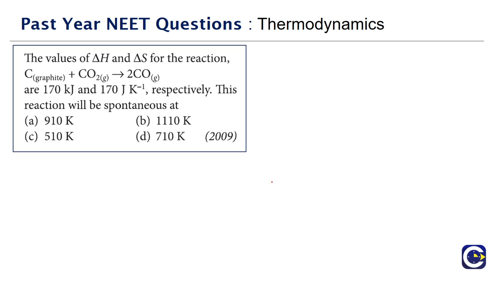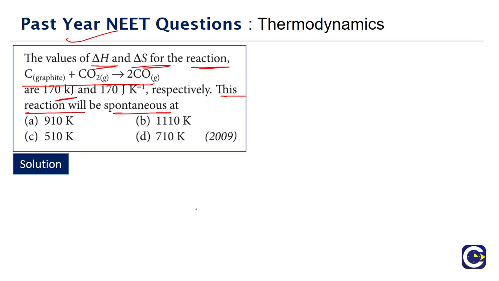Next question. This is a question from 2009. The values of delta H and delta S are given for the reaction carbon graphite plus CO2 gas gives rise to 2CO gas. Delta H is given in kilojoules. This reaction will be spontaneous at what temperature? They are giving four values of temperature: 910 Kelvin, 1110 Kelvin, 510 Kelvin, and 710 Kelvin.